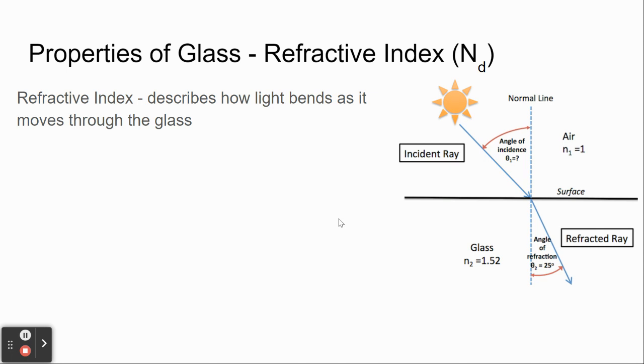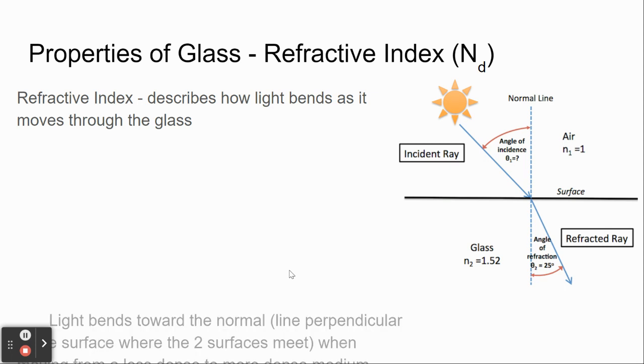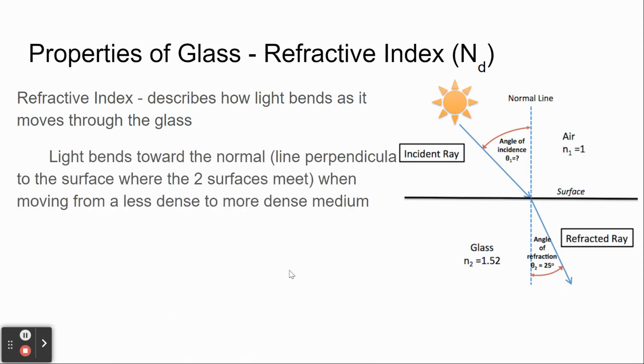So the light is always going to move towards the normal line if it's going into a denser material. If it's going into a less dense material, so imagine, let's take our arrows and flip them. So this arrow now would point towards the sun. It would move away from that normal line. So again, that can be used to calculate it. So light's going to bend towards the line perpendicular to the surface where the two surfaces meet, that's the normal line, when moving from a less dense to a more dense medium.